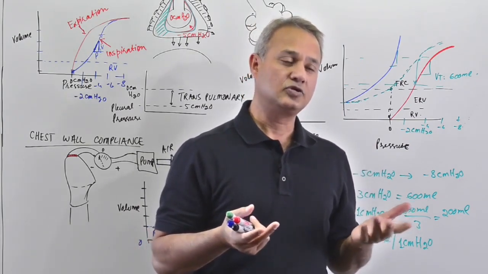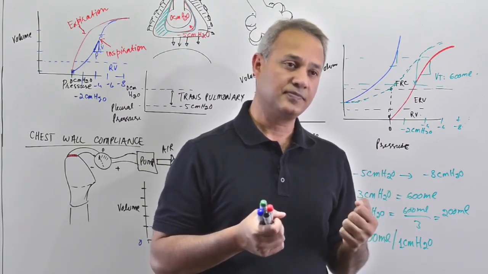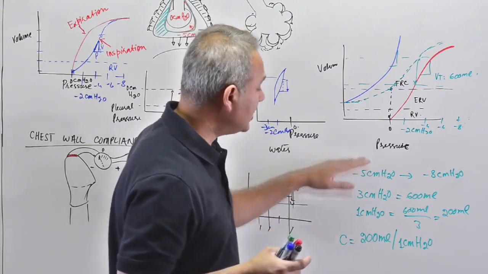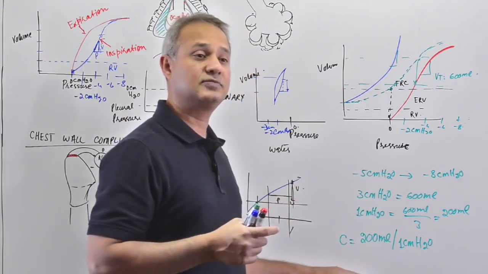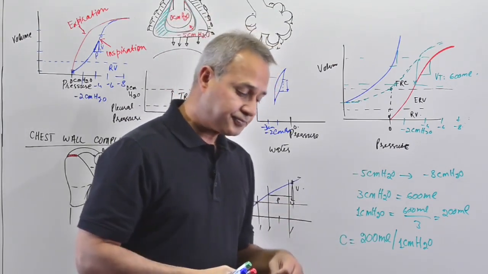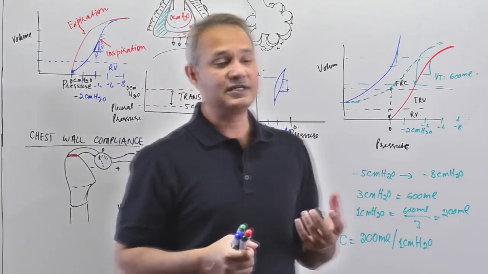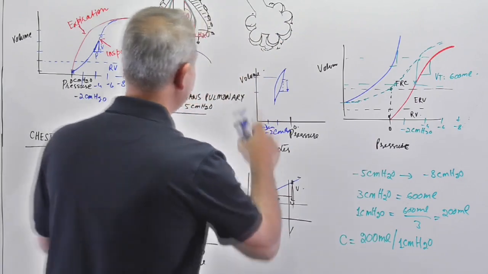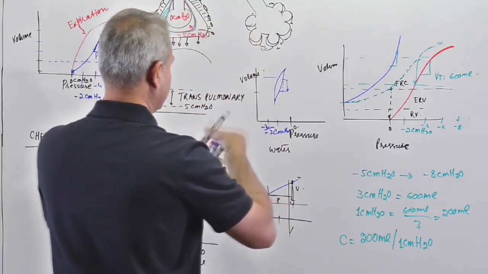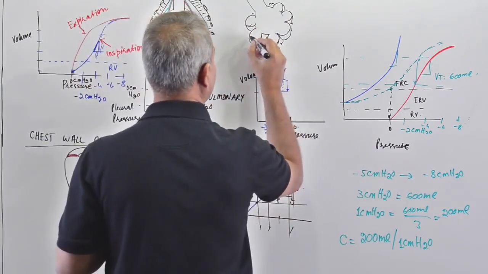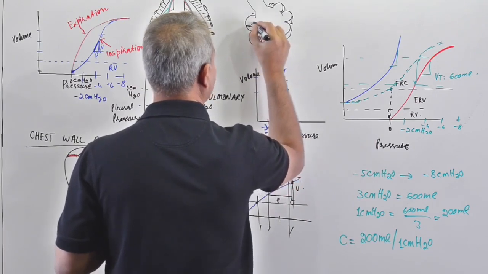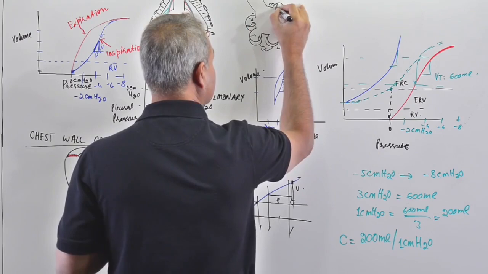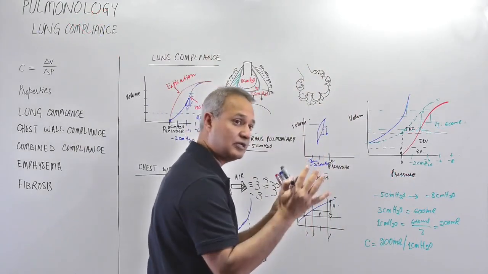Small changes, 2 to 3 centimeter water changes. However, now if this process becomes abnormal, for example, emphysema. Emphysema is a situation where the alveoli come here. These alveoli, remember, are trying to pull the lungs inwards, right? They're trying to collapse the lung, so that is a recoil force.